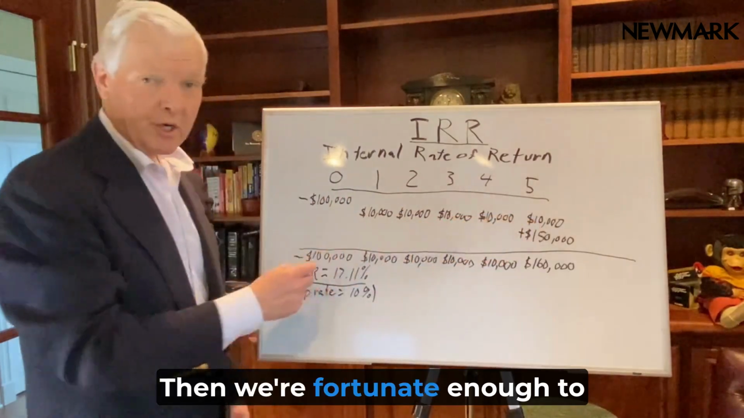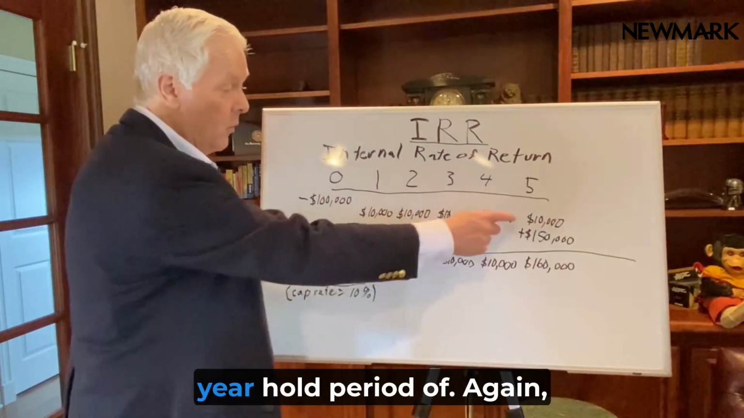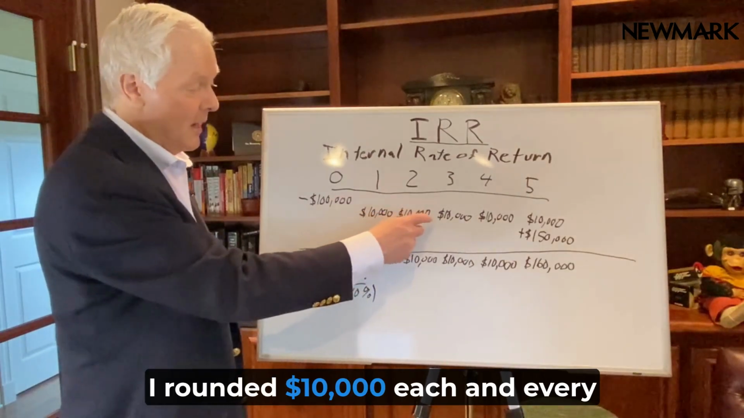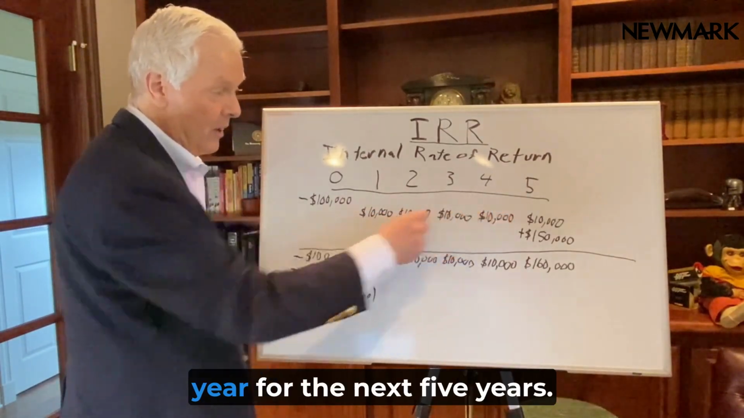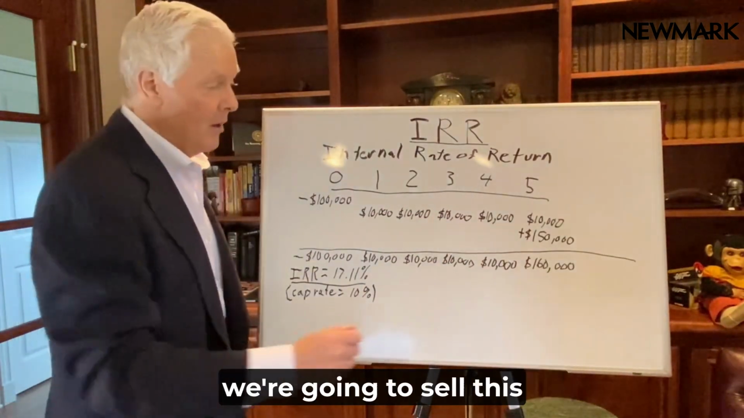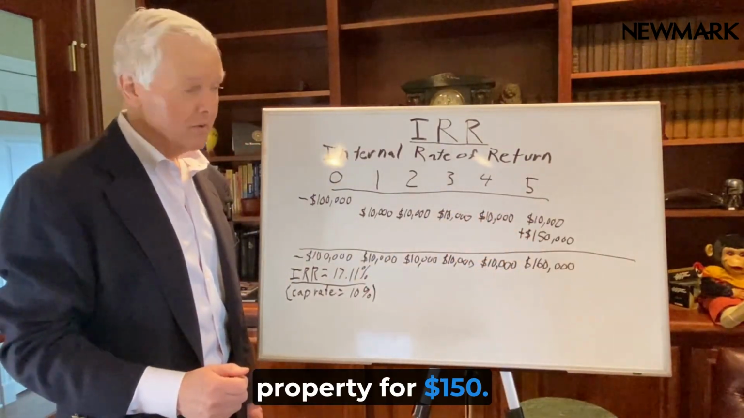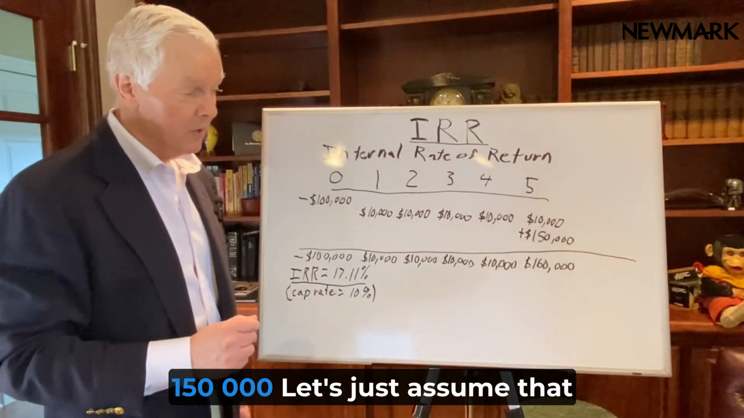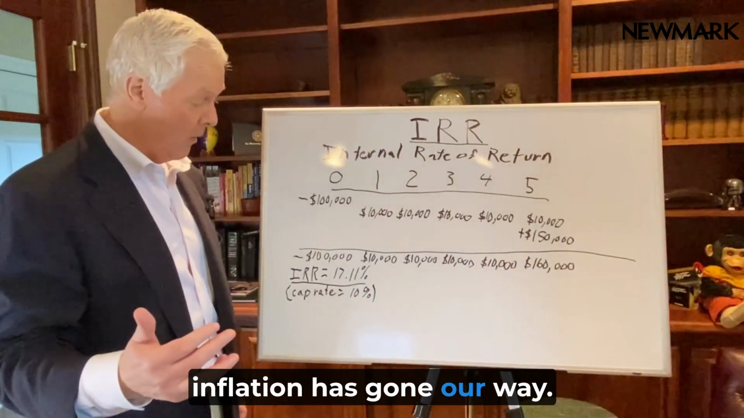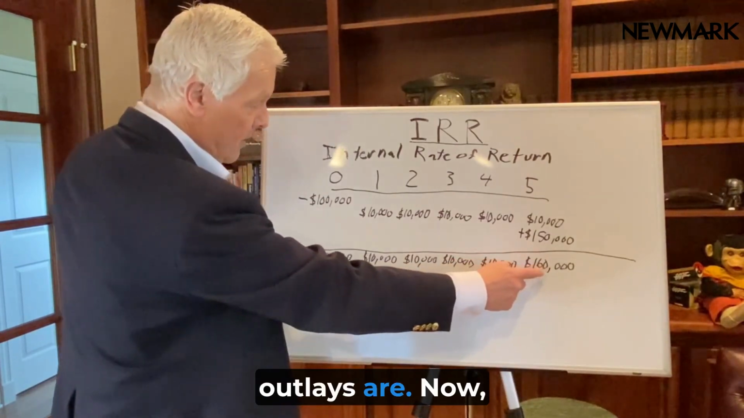Then we're fortunate enough to get income throughout the 5-year hold period of, again, I rounded, $10,000 each and every year for the next 5 years. And at the end of that period, we're going to sell this property for $150,000. Let's just assume that inflation has gone our way. So down here, you can see where the outlays are.